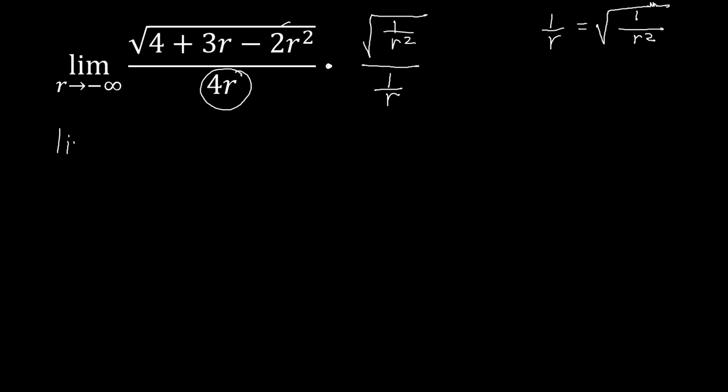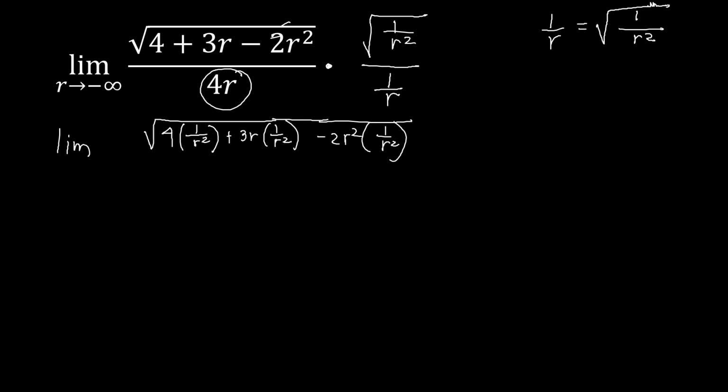So we have now the limit of the square root of 4. We can actually distribute that right away. You can skip on the process. So we have 4 times 1 over r squared plus 3r times 1 over r squared, and then minus 2r squared times 1 over r squared. And then at the bottom part, we have 4r times 1 over r. 4r times 1, that's 4r, over r times 1 on the denominator of 4r, that's an r, as r approaches negative infinity.